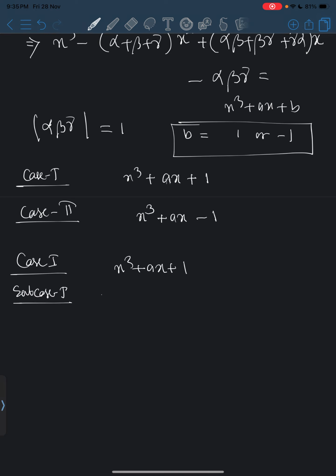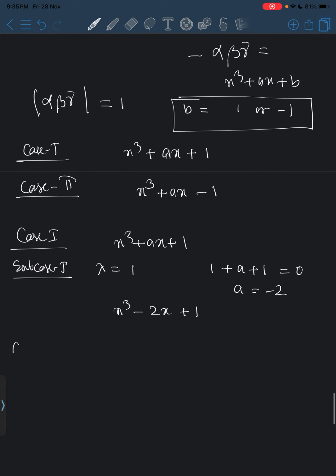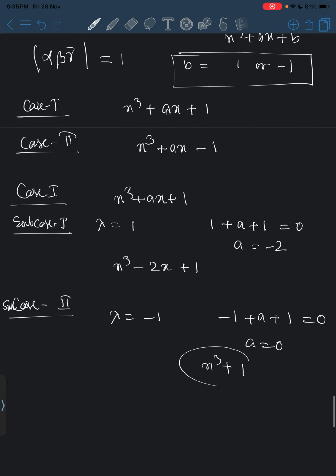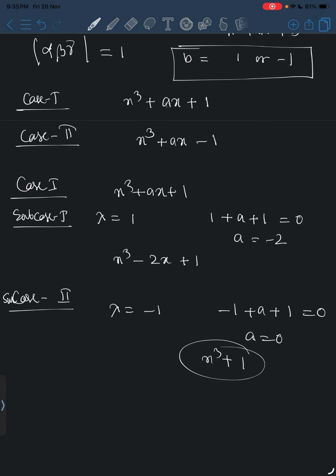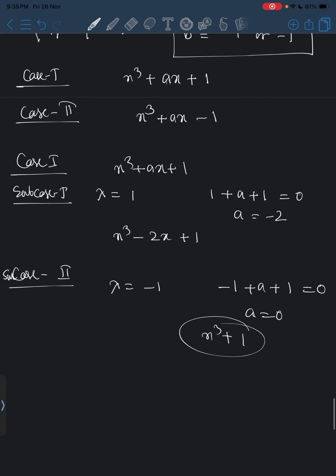So then subcase: let's take the root is 1, lambda equal to 1. Then 1 plus a plus 1 equal to 0. Then a has to be minus 2. So the polynomial you get is x cube minus 2x plus 1. And subcase 2, say lambda equal to minus 1. Then we get minus 1 minus a plus 1 equal to 0. So a has to be equal to 0. So x cube plus 1. And obviously x cube plus 1 definitely satisfies this condition, right?